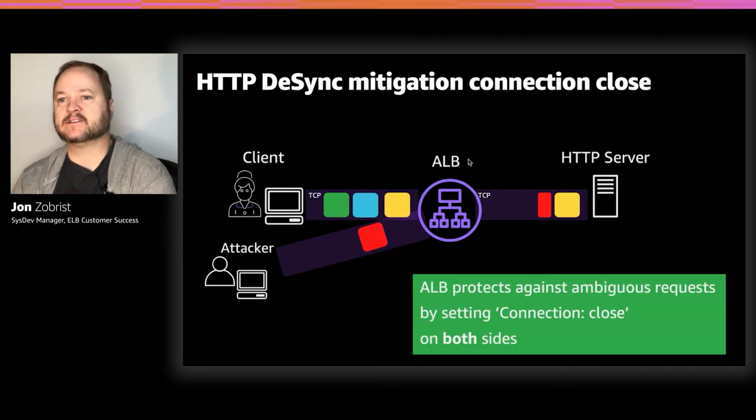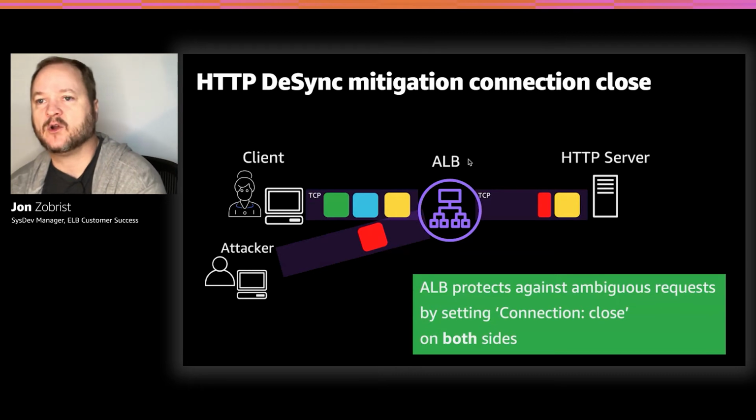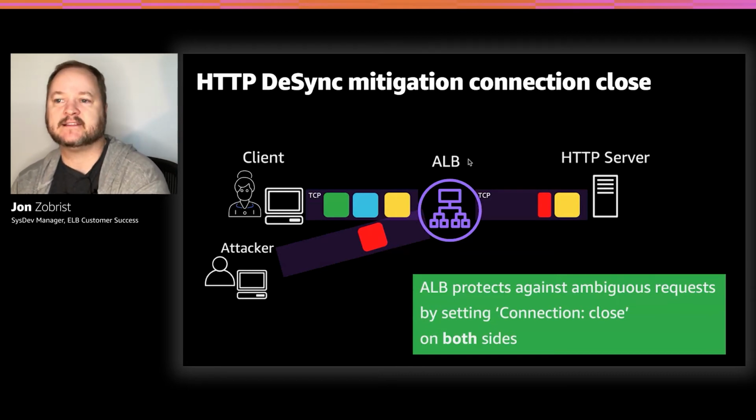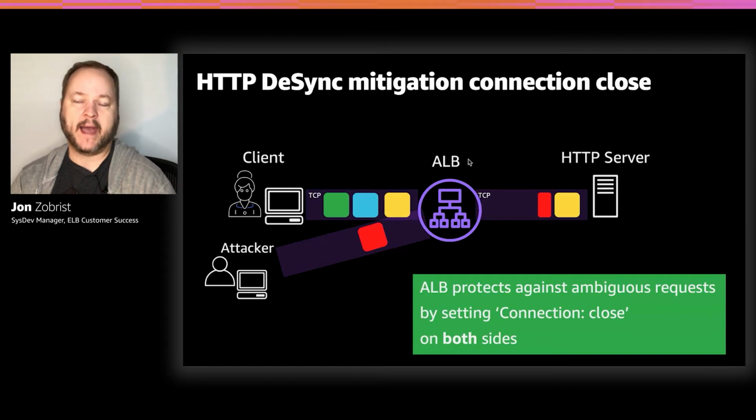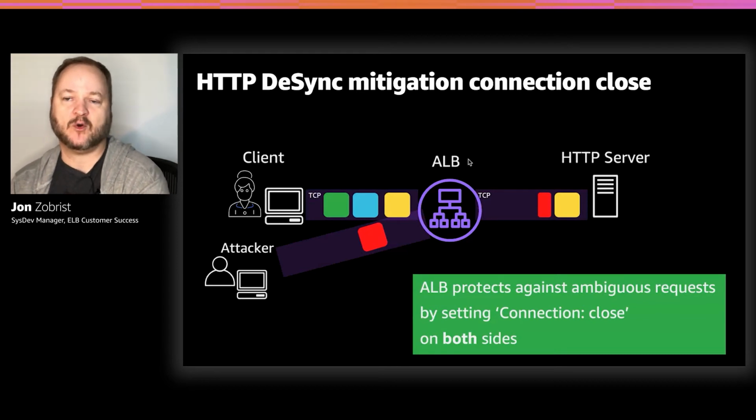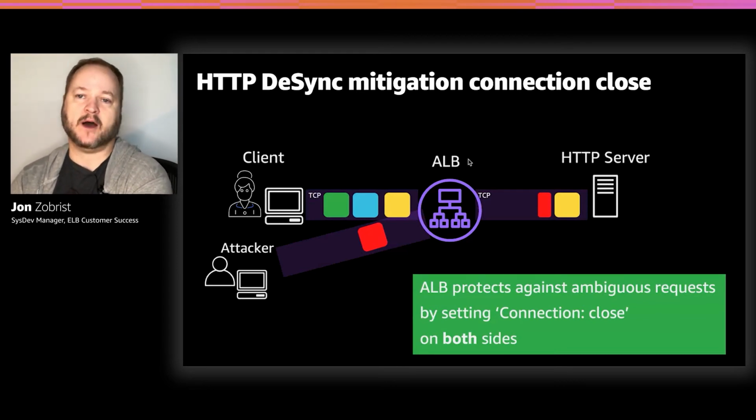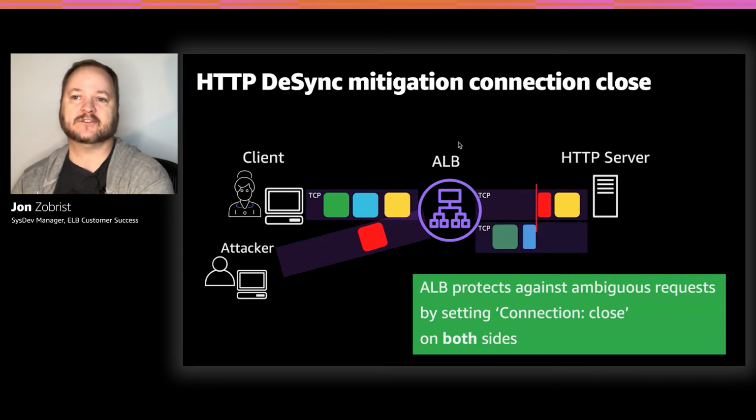So let's look at what that looks like. When we've got our attacker sending requests, we're protecting against ambiguous requests by setting connection close on both sides of the connection. So if an attacker sends in a request that's ambiguous and we send that to a backend, we will close both of those connections after the first part of that request. So wherever the backend sees that request as terminating, it's going to respond to that. And we won't let any more data use that TCP connection again. So we'll set connection close, and then we'll close with a TCP FIN both sides of those connections.